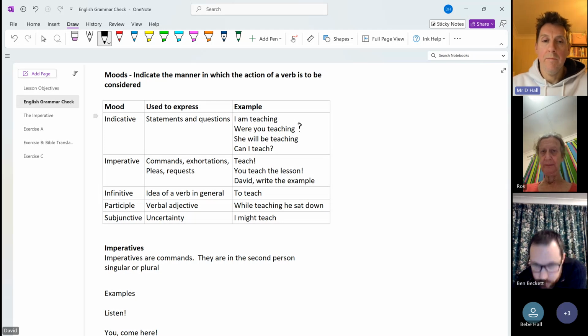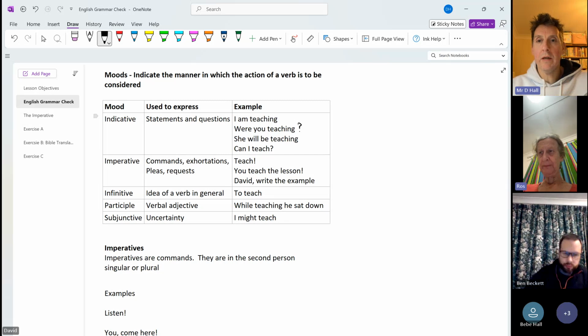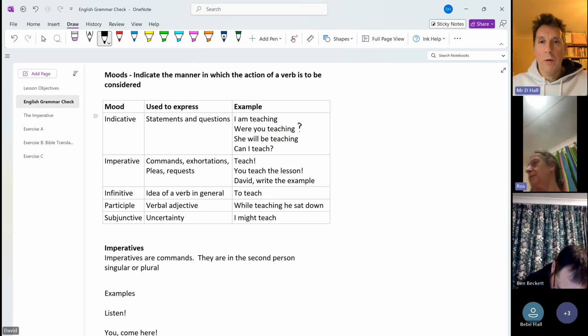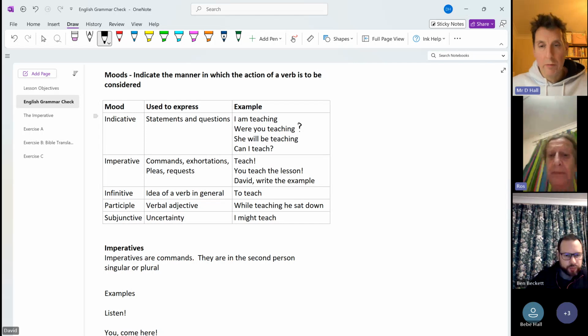and again that's a request to be done or a command to be done. Or you might start with speaking to somebody, David, write the example, and of course they're in the second person singular or second person plural. So we're commanding either an individual or requesting an individual to do something, or we're commanding or requesting a group of people to do something.